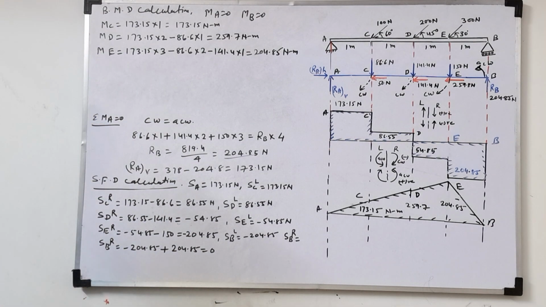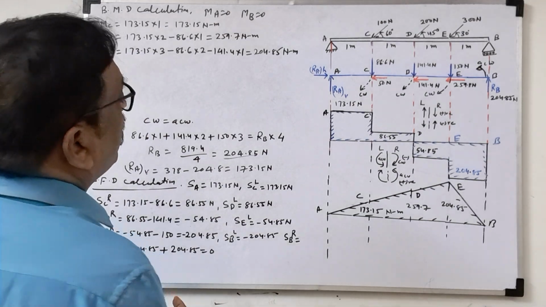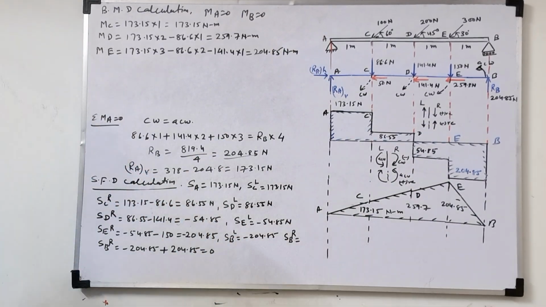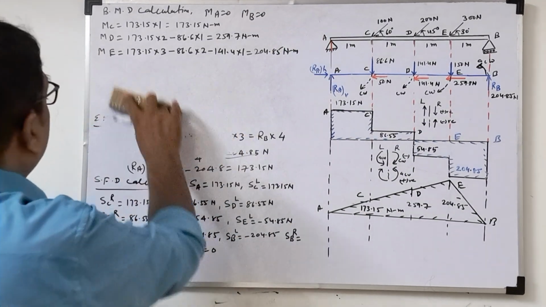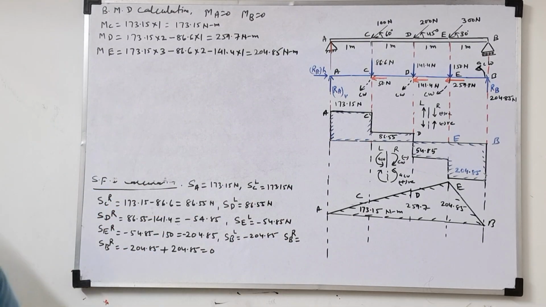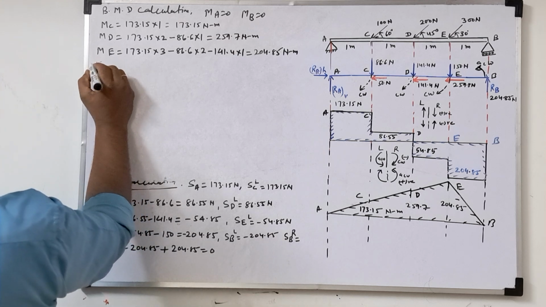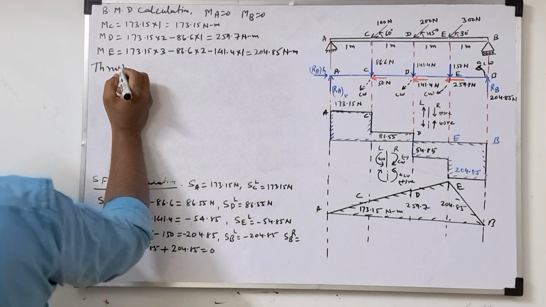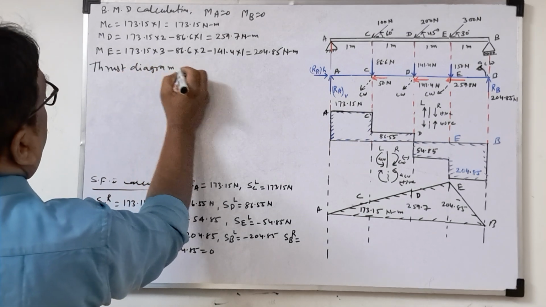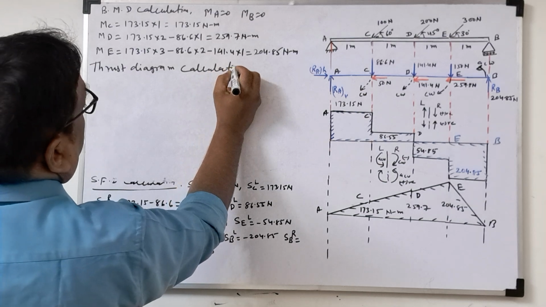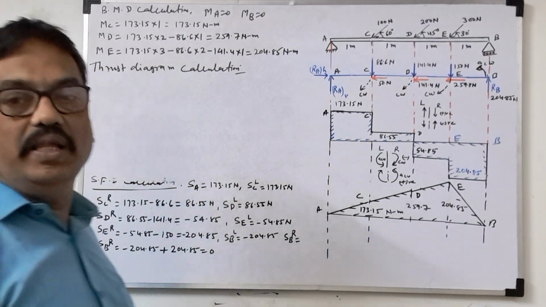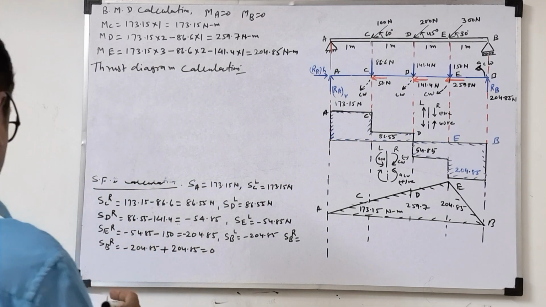So okay, now we'll draw the thrust diagram. That is the important part. Thrust diagrams will come only for the horizontal force. If an inclined force is given, then only the thrust diagram will exist. So we'll rub these things out now, and we'll draw the thrust diagram and do the thrust calculation. Thrust diagram exists only if an inclined load is there on the beam.